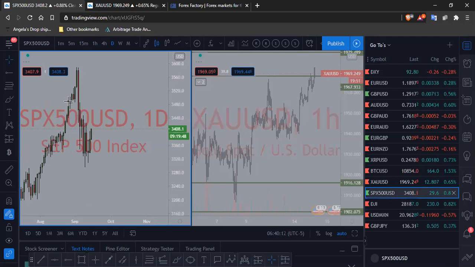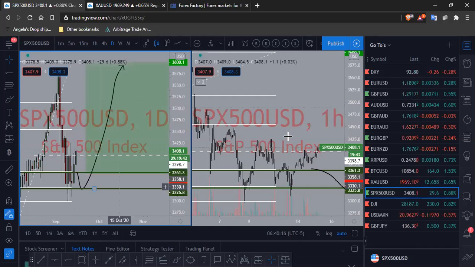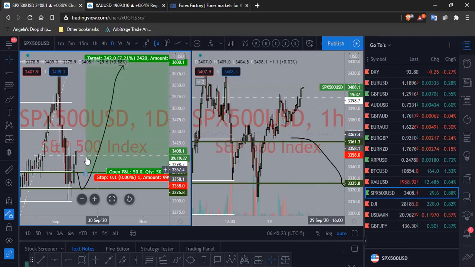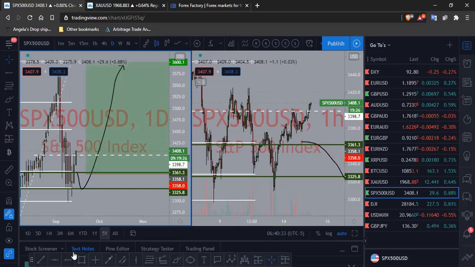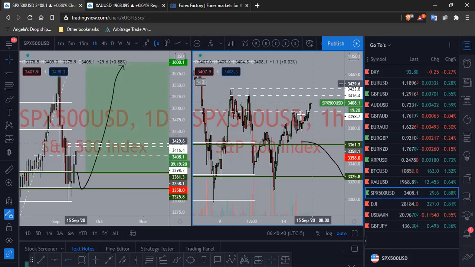S&P, I'm still in this and still going nicely, still going bullish as expected. I'm loving it. Stop loss is at break even. I've taken partials right here and I'm just going on with the ride. You know, if price does break this structure right here, I might add another position. But until then, I'm just taking this on the ride.